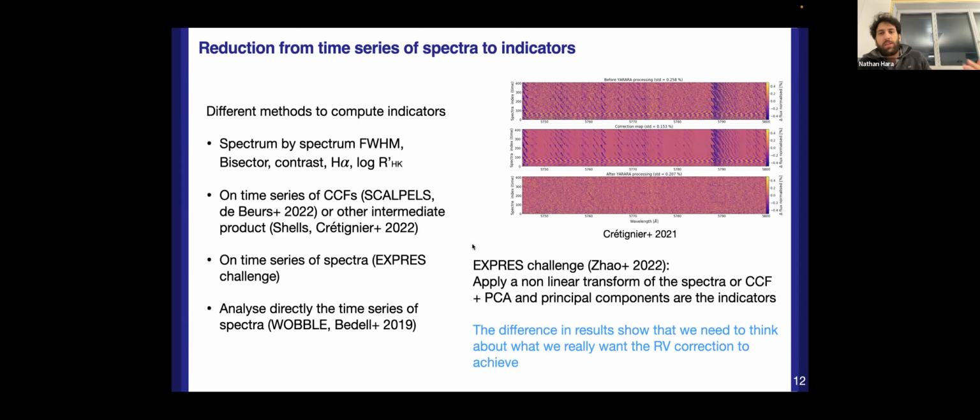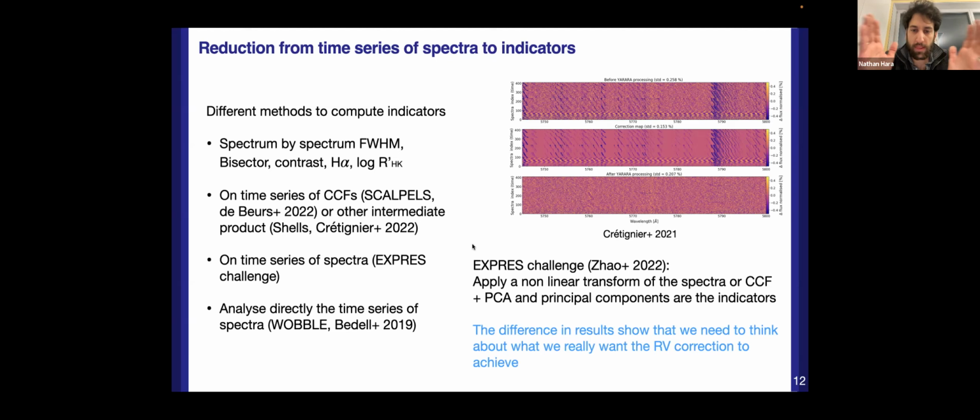So, to compute these indicators, the classical way to proceed was to do it spectrum by spectrum. In each spectrum, you compute either a global statistic, such as the width of the spectral line, the bisector, the contrast, or look at a specific spectral line like H alpha or log R prime HK. You can also consider the time series of CCFs or the time series of spectra and try to analyze these as a whole.